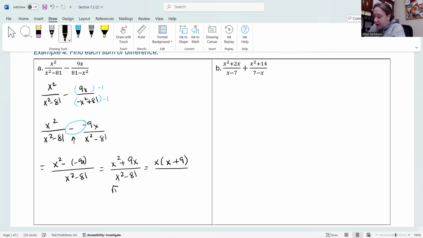So the square root of x squared is x. The square root of 81 is 9. So when you have the difference of squares, you take your square roots, you add them, and then you subtract them. And now you can see we definitely have a common factor.